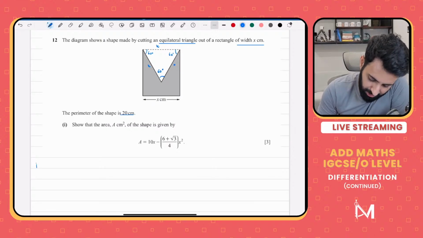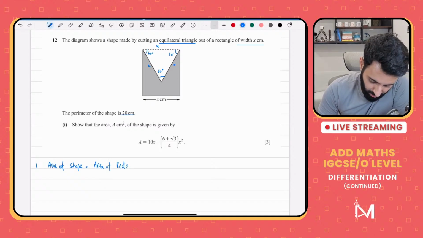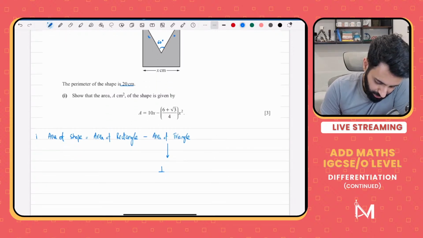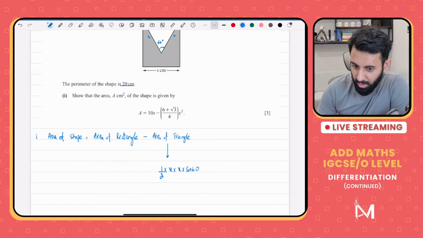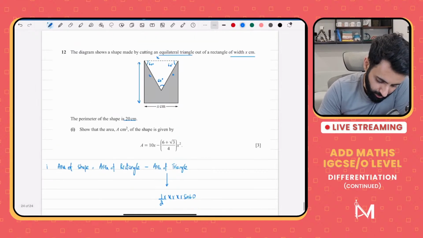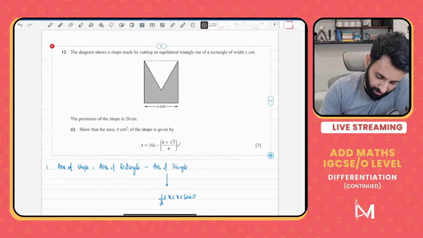Now, in the grand scheme of things, the area of the shaded region, or area of the shape that we're left with, will be equal to area of rectangle minus the area of triangle. Now, as far as area of triangle is concerned, we all can work that out immediately, no big deal. It's going to be half into x into x into sine 60. Okay, but as far as the area of rectangle is concerned, we can't work that out because we might have the width, but we don't know what the length is.